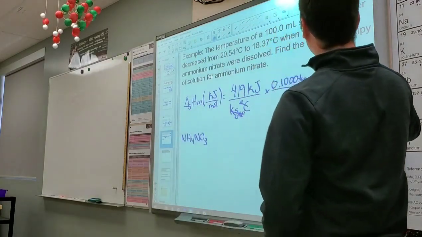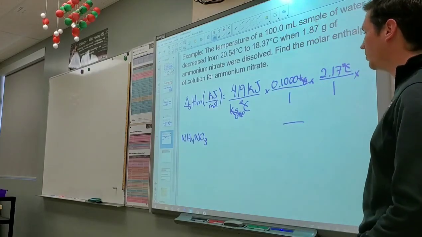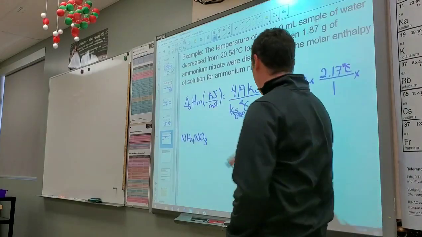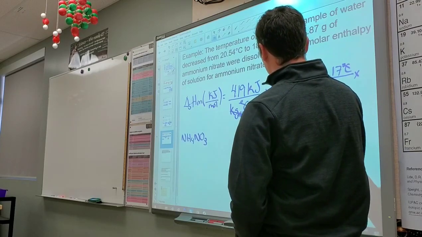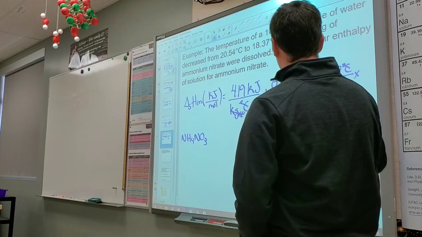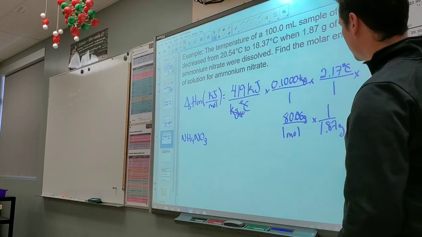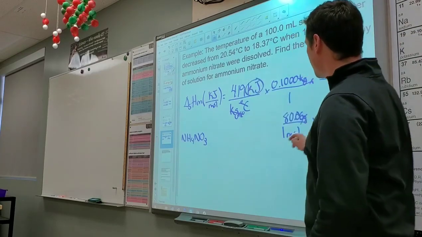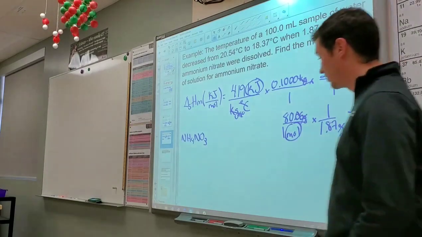Okay, so we're going to multiply. What do we want on the bottom? We want moles on the bottom, right? So per 1 mole is 80.06 grams. And so we need to cancel out grams on the bottom, 1.87 grams. So grams and grams, and we've got kilojoules per mole. Hopefully that makes sense.